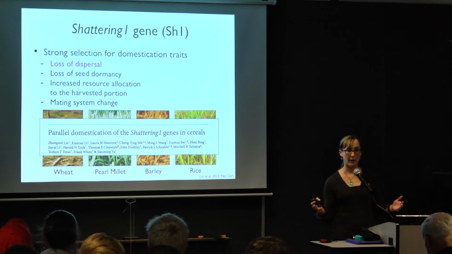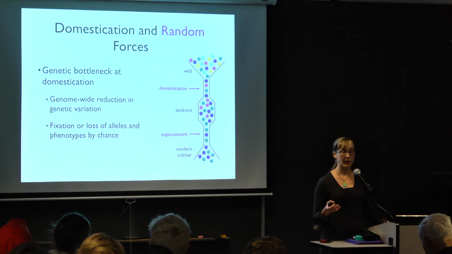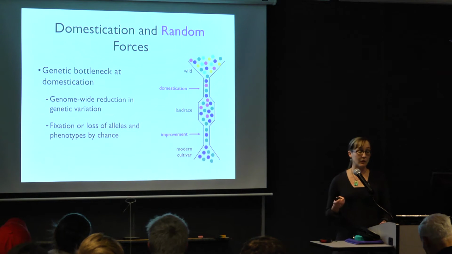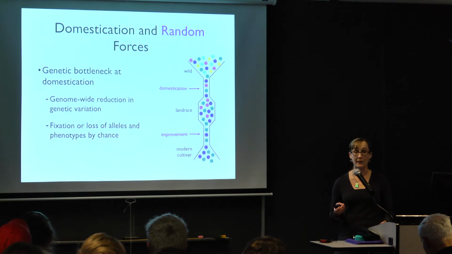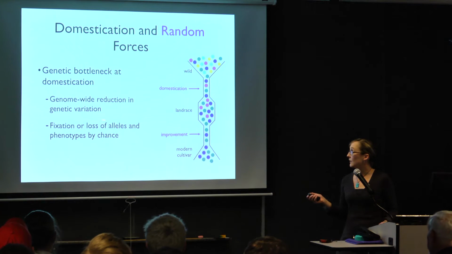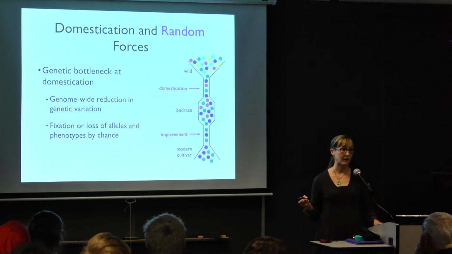We all know that artificial selection occurs during domestication. Everybody's fine with that. The flip side of that is the random forces that have a major effect during the domestication process, right? And these are usually characterized as genetic bottlenecks that accompany the domestication process. So these cause a genome-wide reduction in variation in a domesticated species, and this leads to the fixation or loss of alleles and phenotypes by chance alone.